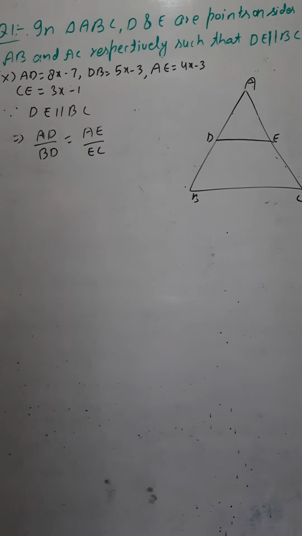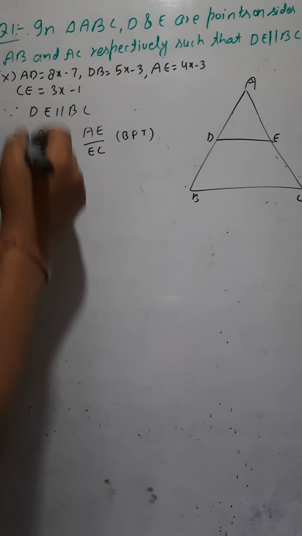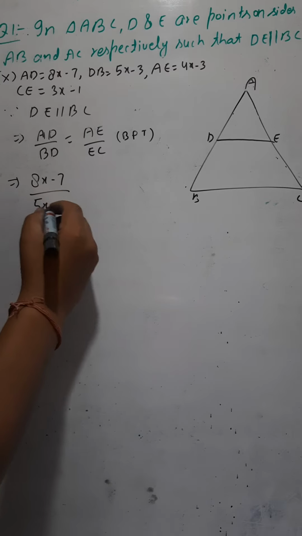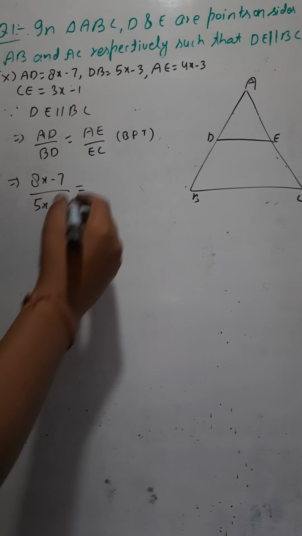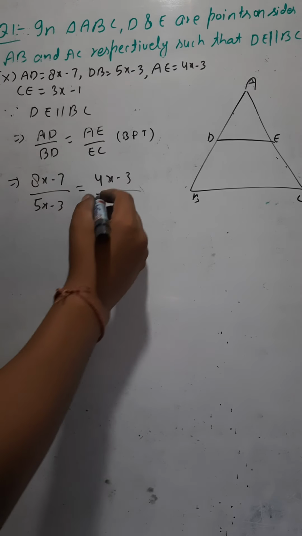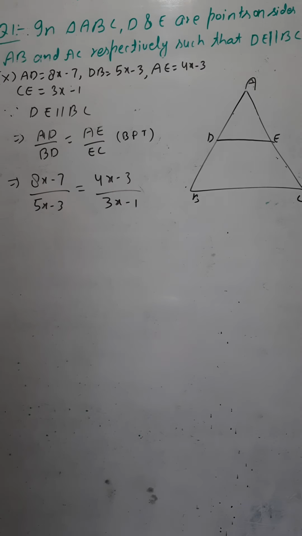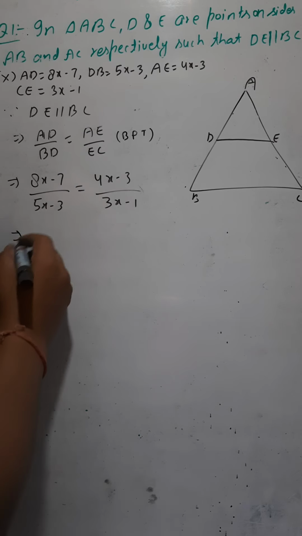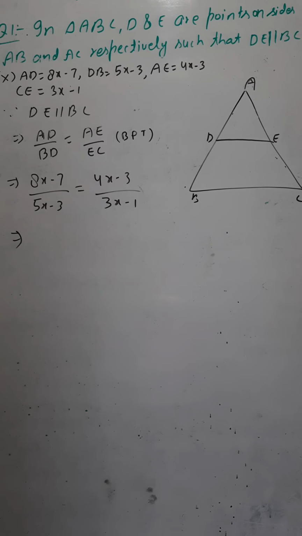Now if you put the values, AD is how much? AD is 8x minus 7 and BD is how much? BD is 5x minus 3, and it would be equal to AE, which is 4x minus 3, divided by EC or CE, which is 3x minus 1. If you are cross multiplying it, you would get a quadratic equation here. How to solve the quadratic equation, that you are knowing very well.